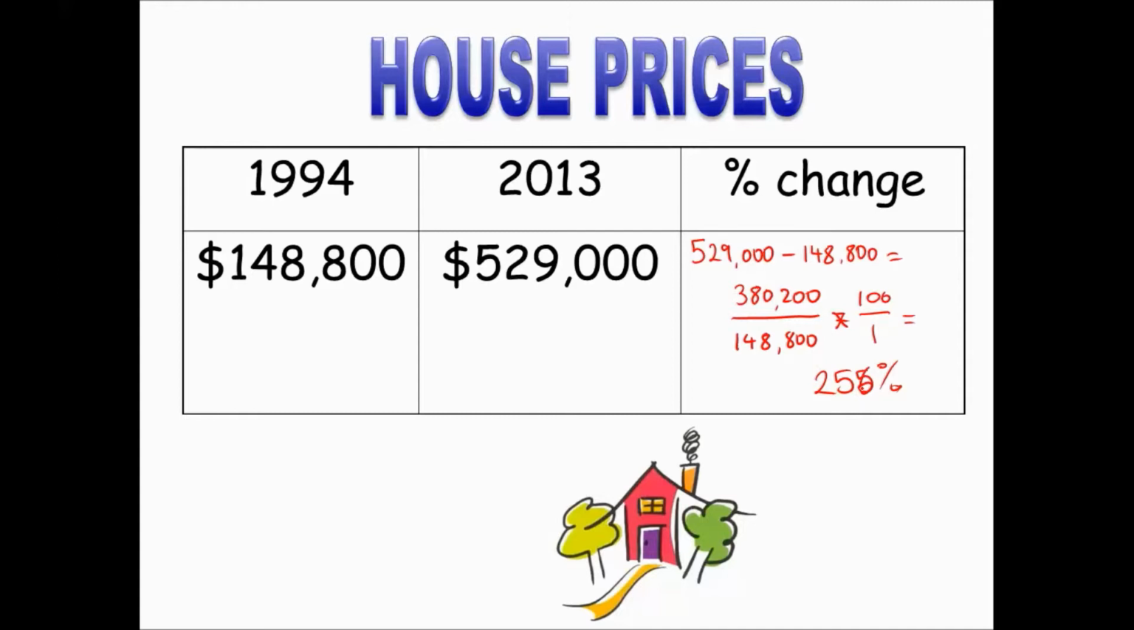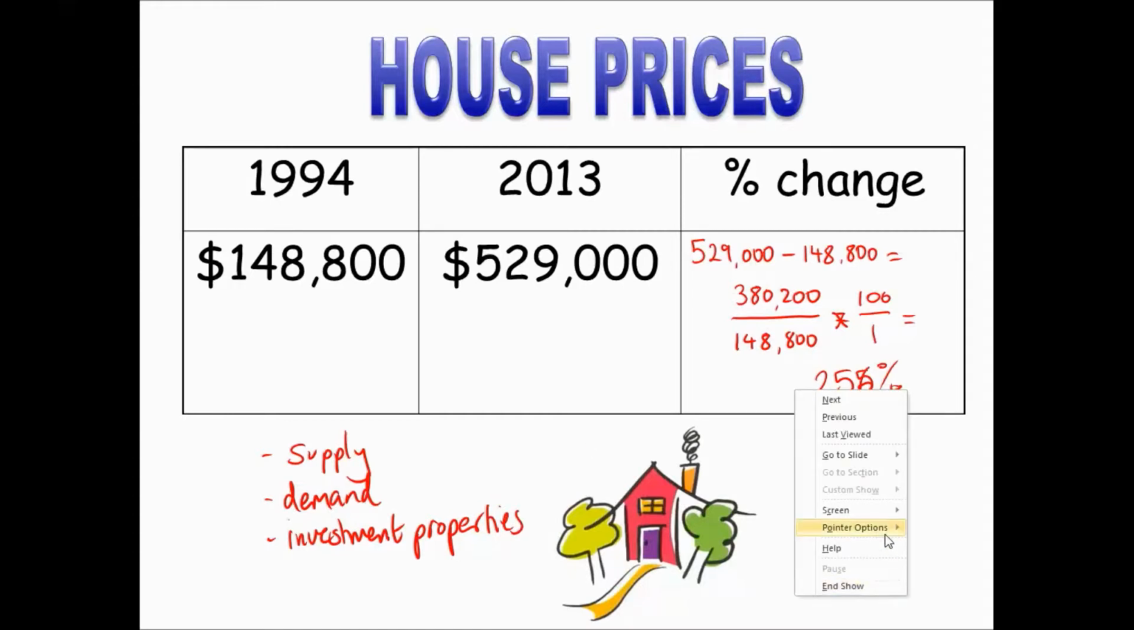The percentage change in house prices is obviously impacted by so many different factors, including supply, how many houses there are, new houses being built, demand. People will pay more for houses in areas where they want to live and less for houses in areas where they don't want to live, and the impact of investment properties. More people are investing in houses, therefore the prices are going up and making it more expensive for everyone to get a house.